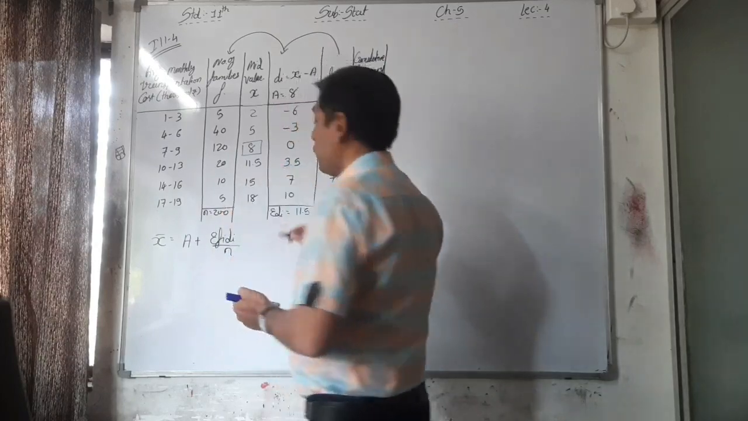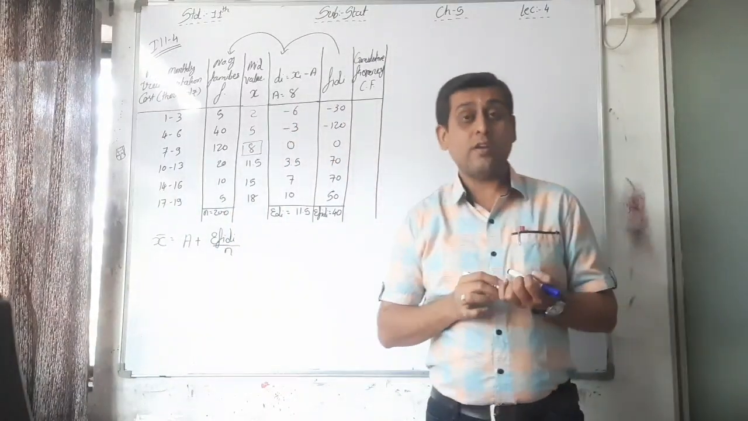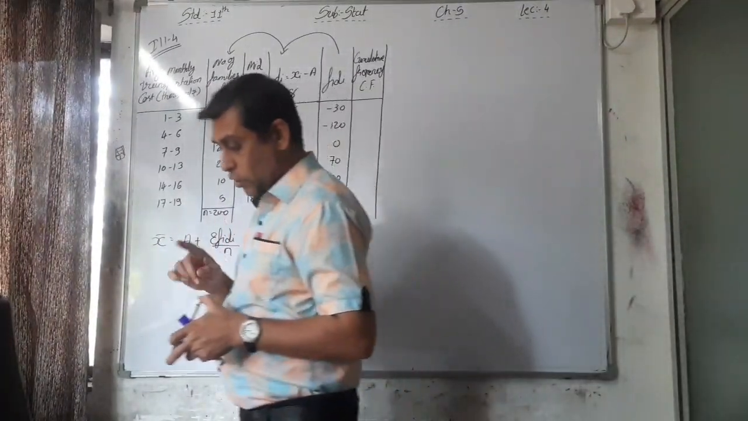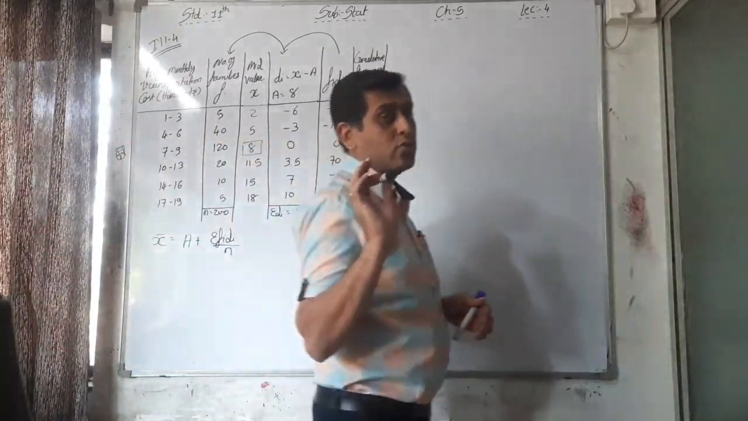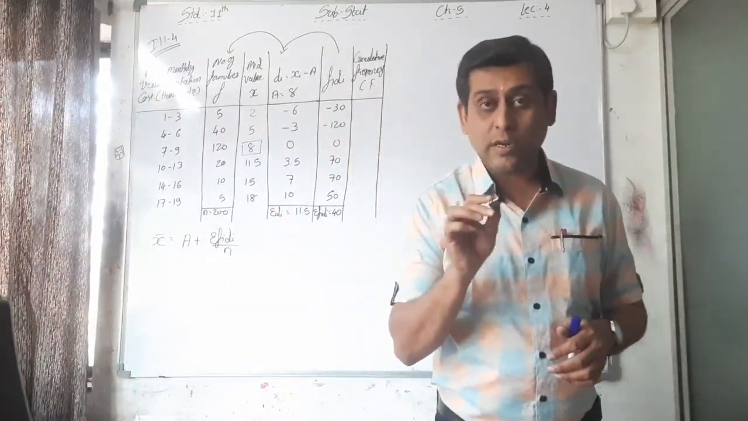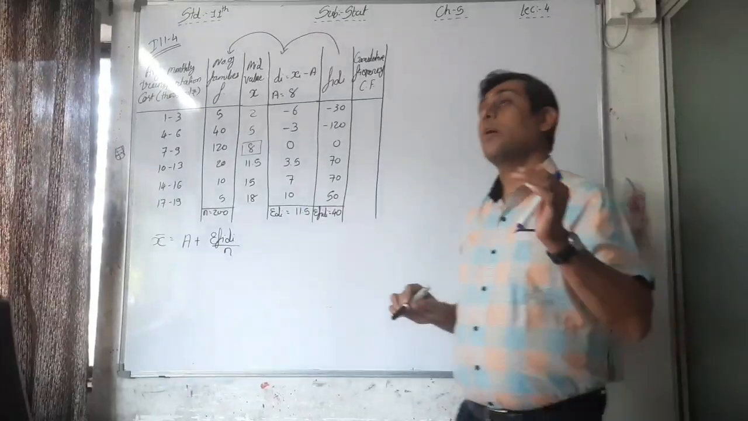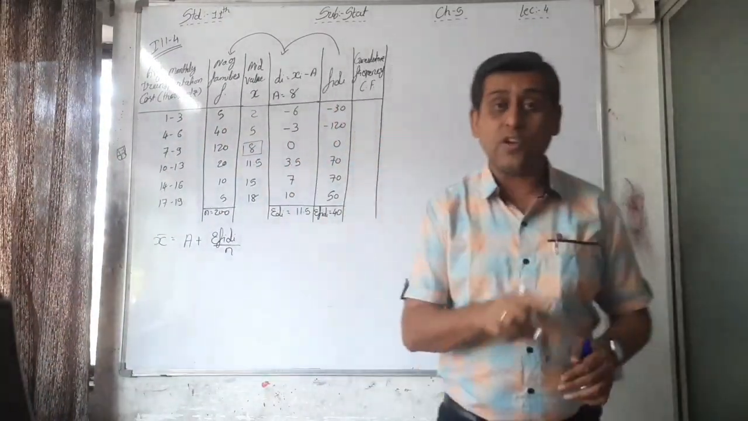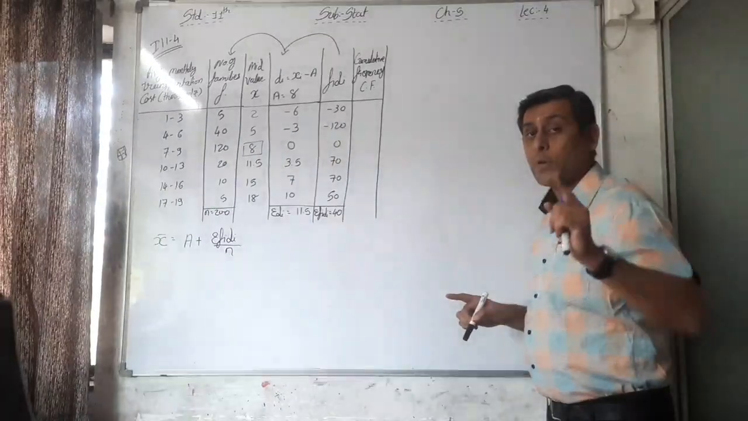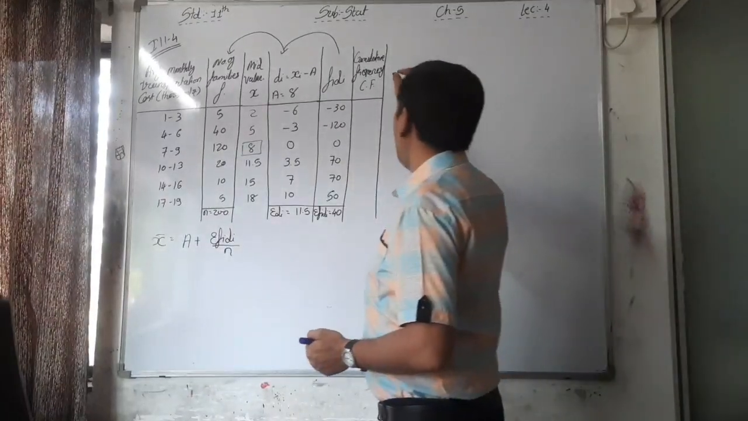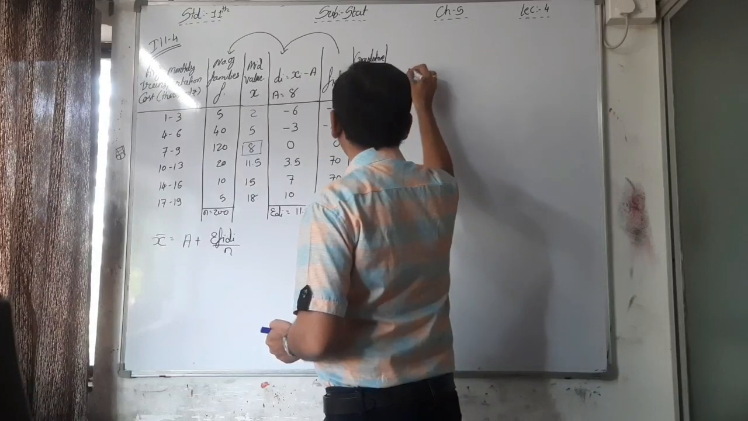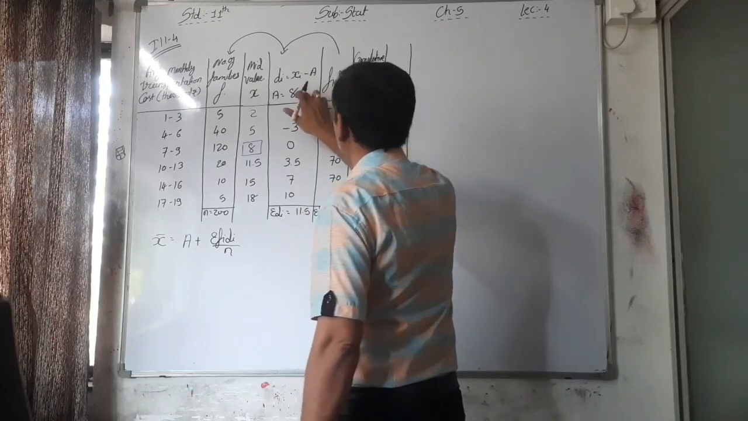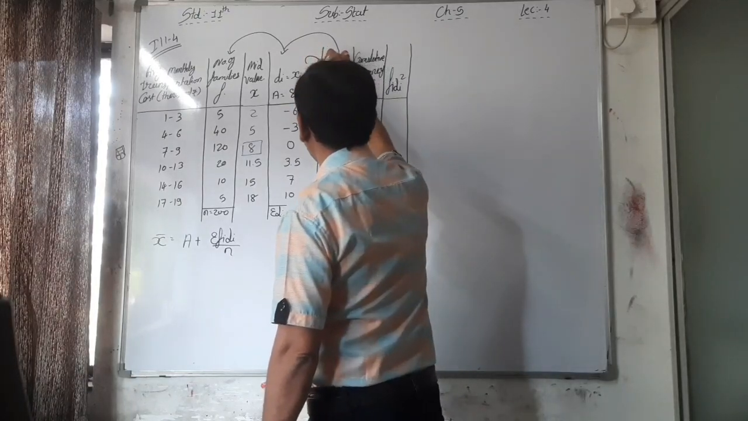And after that we need what? We need standard deviation S, because we want to know about the coefficient of skewness, and in the coefficient of skewness, 3 into bracket x bar minus M divided by S is there. S means standard deviation, and for standard deviation we have to prepare one extra column, that is fidi square. This one and this one, only multiplication of these two.